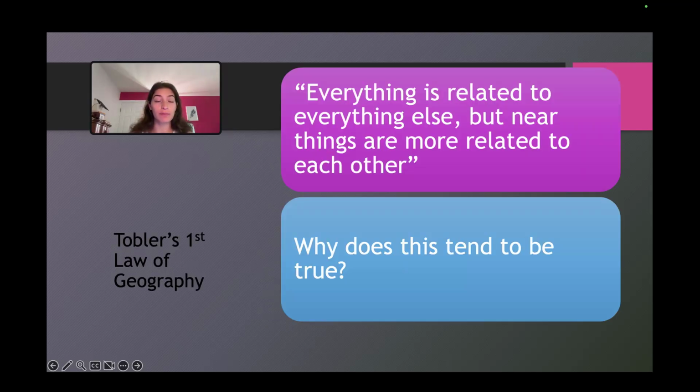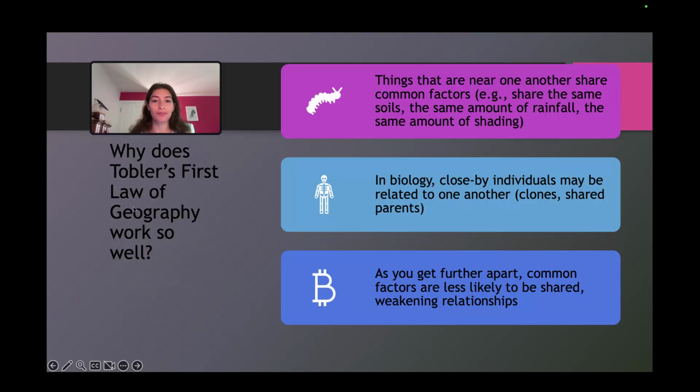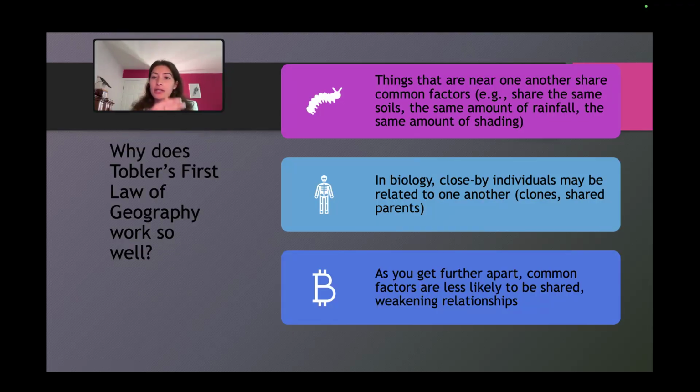We can first look for spatial prediction on Tobler's first law of geography. Everything is related to everything else, but near things are more related to each other. And why does this tend to be true? Well, think of it. In areas that are near one another, they typically share common factors such as similar soils, similar amounts of rainfall, similar amounts of shading. In biology, people that are nearby one another may be related to one another. And as you get further apart, those common factors are less likely to be shared.